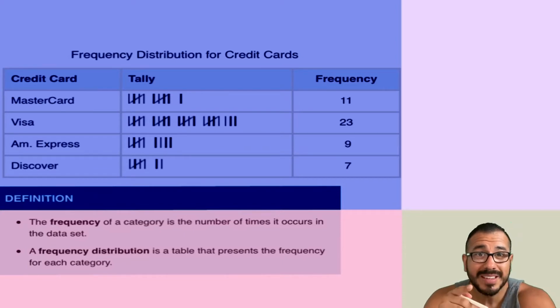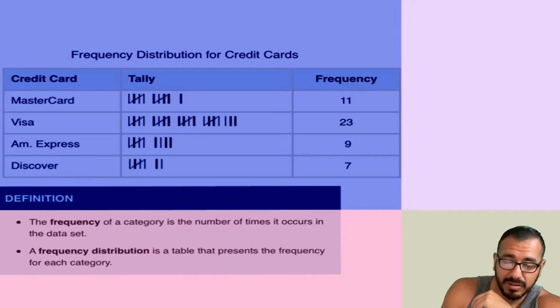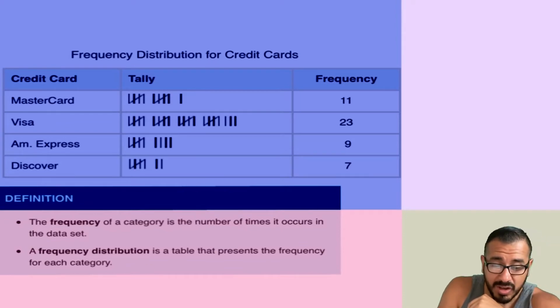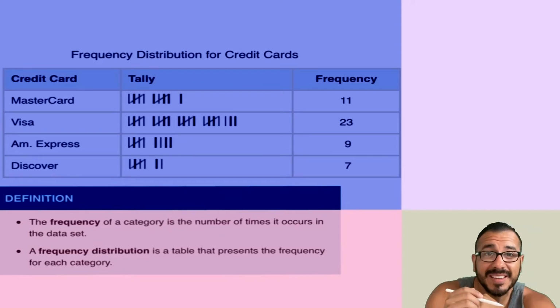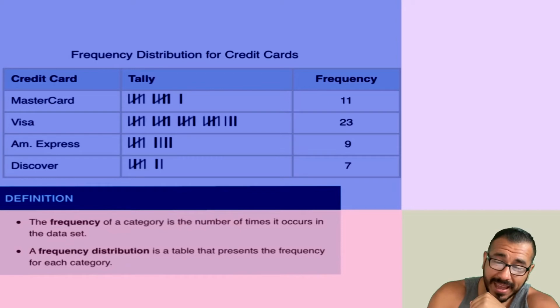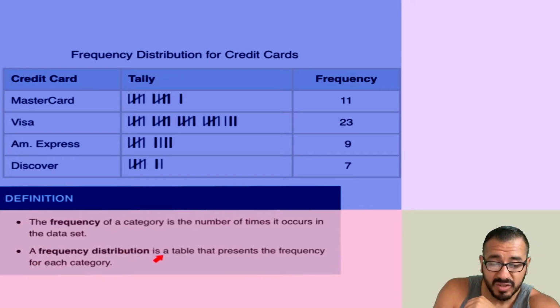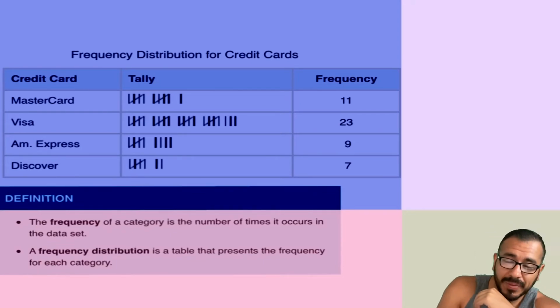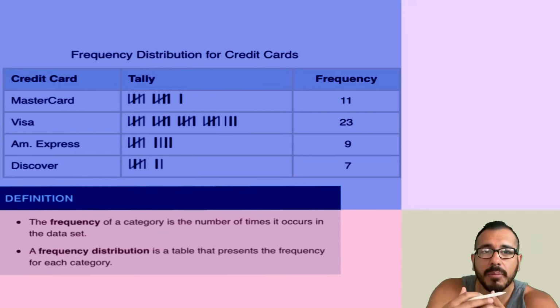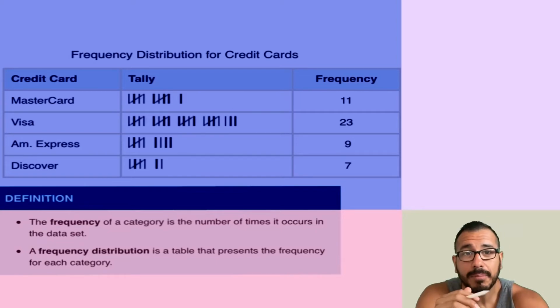So let's get a formal definition down. Copy this down. Here comes our definition. The frequency of a category is the number of times it occurs in the data set. That's exactly what we see here. And when we put all this together, that gives us the frequency distribution. The frequency distribution is a table that presents the frequency for each category. Make sure you jot that down. Usually you don't have to have the tally, but again, a lot of people have it there just to help them stay organized.